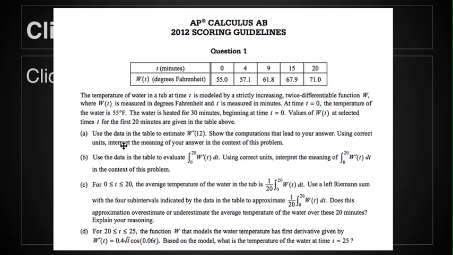Okay, so part A: use the data table to estimate W prime of 12. Show the computations that lead to your answer using correct units. Interpret the meaning of your answer in the context of the problem.